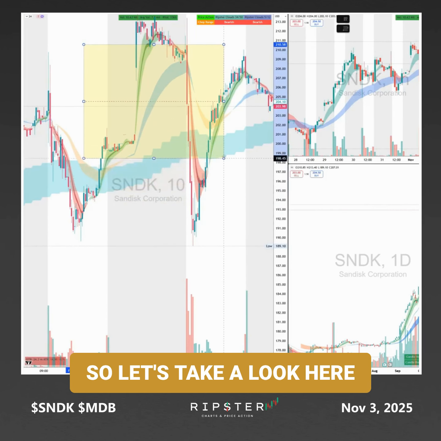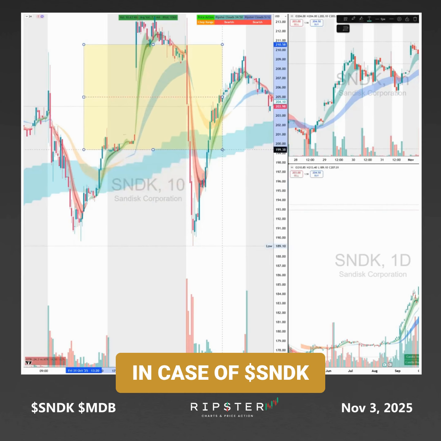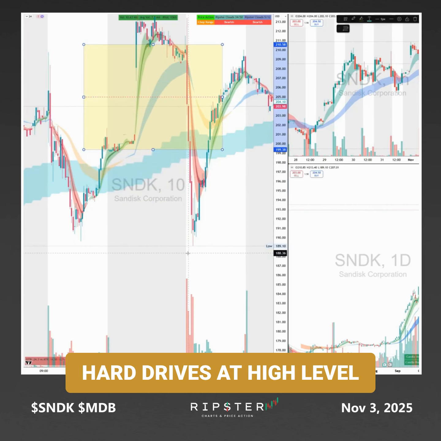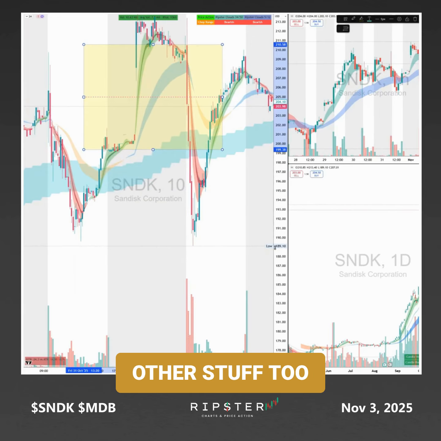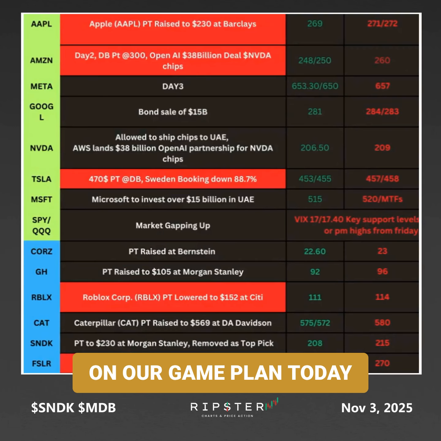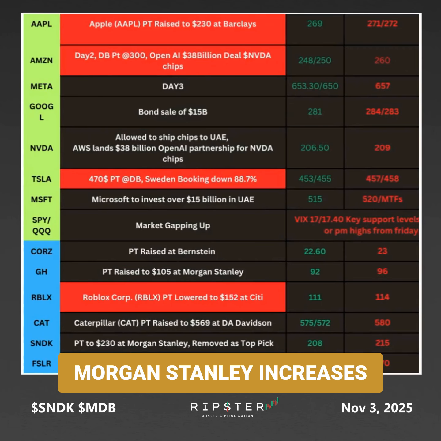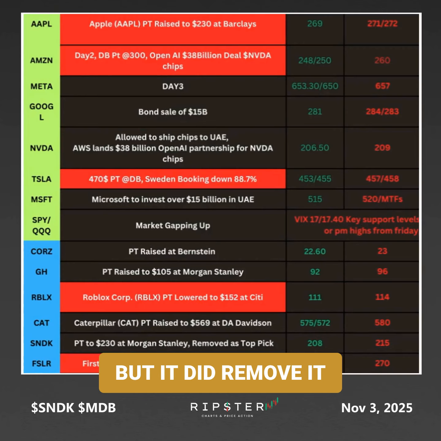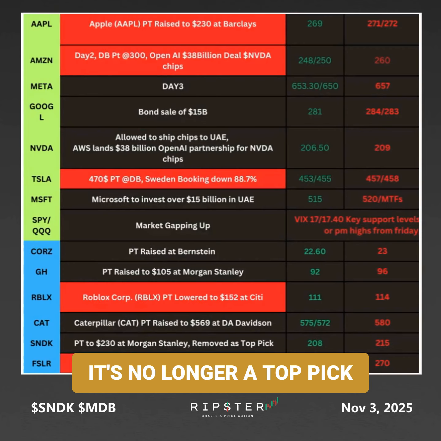So let's take a look here at how the gap was working in the case of SNDK. This is the company that makes the hard drives at a high level, does a bunch of other stuff too, also benefiting from artificial intelligence. So SNDK was also on our game plan today. Morgan Stanley increases the profit target to 230, but it did remove it as its top pick. It's no longer a top pick.